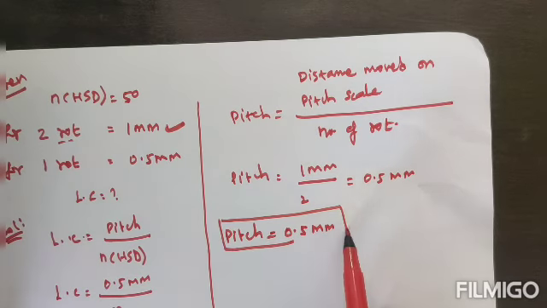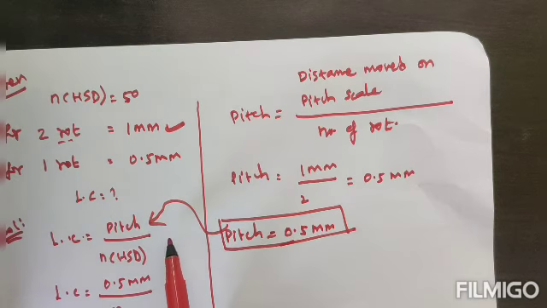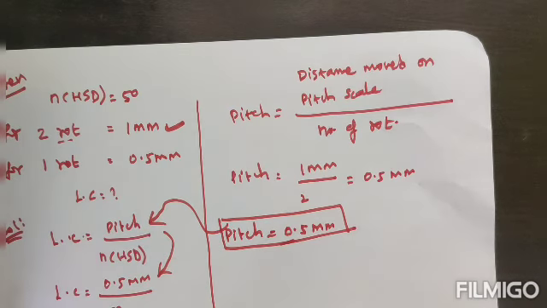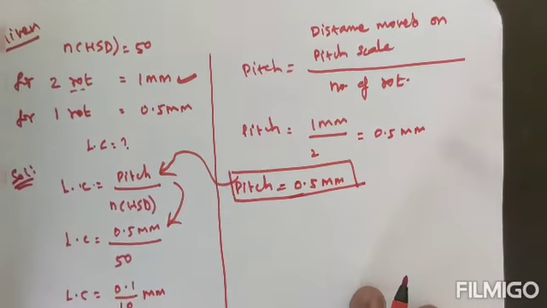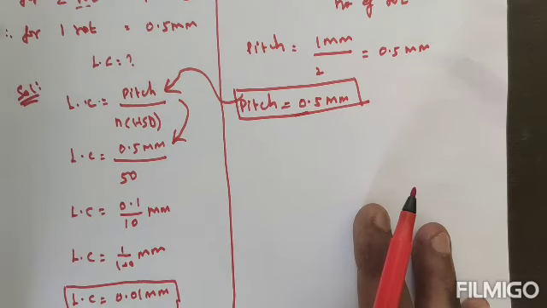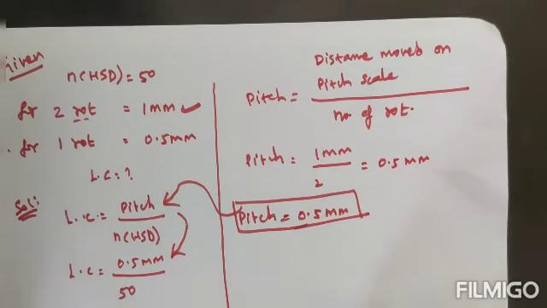So now we found the pitch value. That pitch value only I can apply here, that is 0.5 millimeter. Then after that, as usual, same steps. So we can get the least count is equal to 0.01 millimeter. Okay, I hope you understand this question.